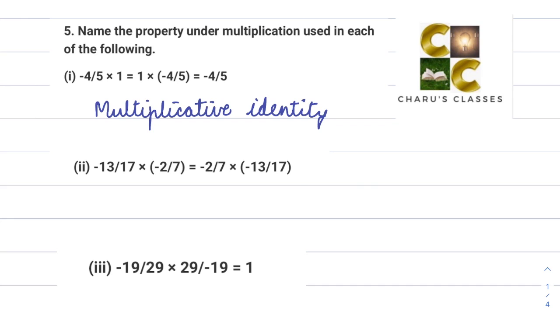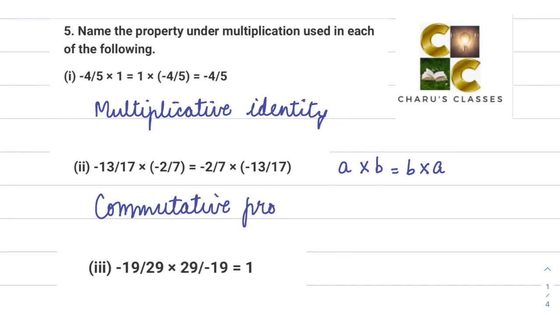Another property that can be seen here is A into B is equal to B into A. That is the commutative property of multiplication. Second part, minus 13 by 17 into minus 2 by 7 is equal to minus 2 by 7 into minus 13 by 17. So this is like A into B is equal to B into A. This is the commutative property, or also known as commutativity. So commutative property is seen here.